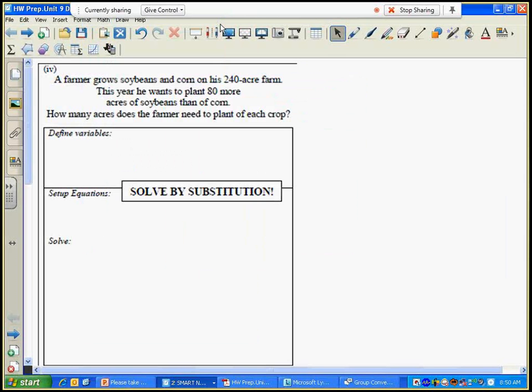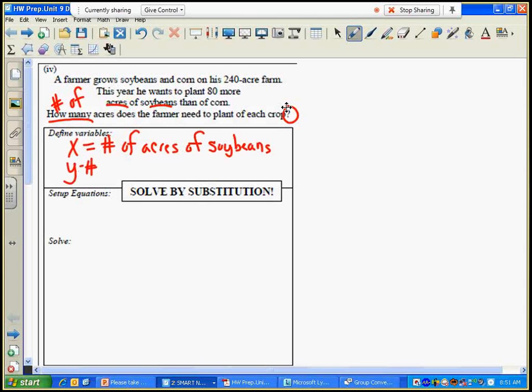So as you look through there, find your question mark. Find the word find. There's the question mark. It says, how many acres does a farmer need to plant of each crop? So when I see how many, I immediately think number of. Number of what? Well, we're talking about acres of corn and soybeans. So let's say that X is the number of acres of soybeans, and then let's say Y is the number of acres of corn, which is right there.